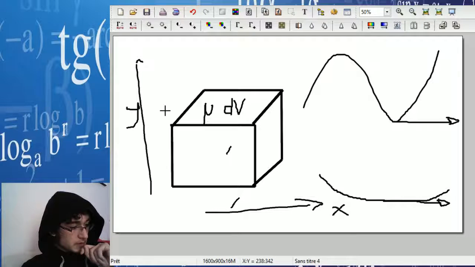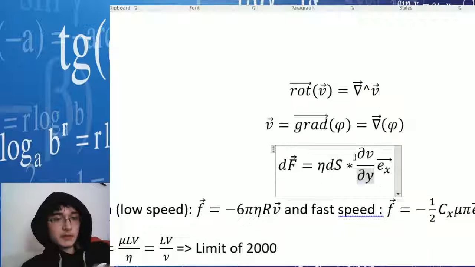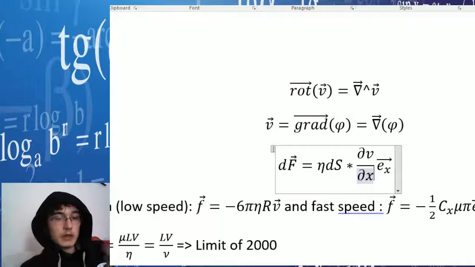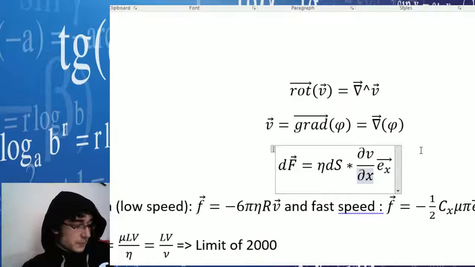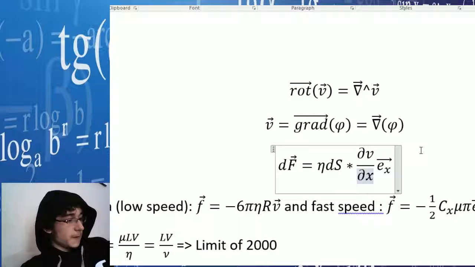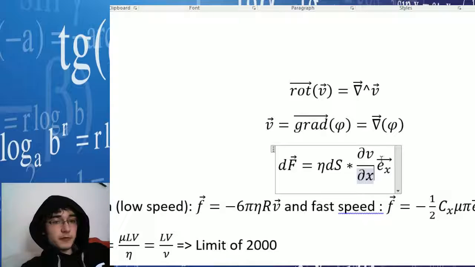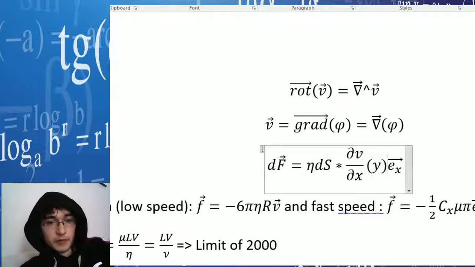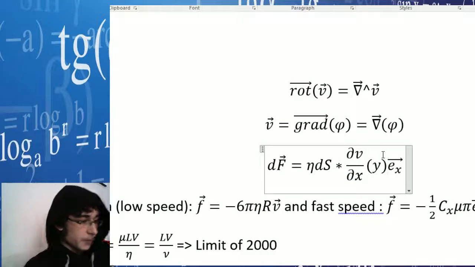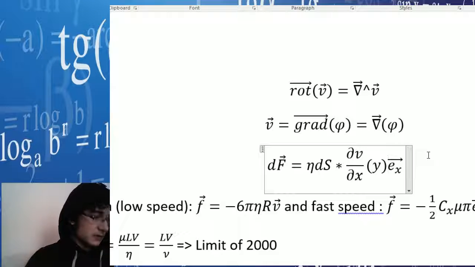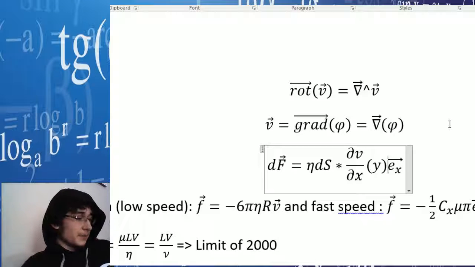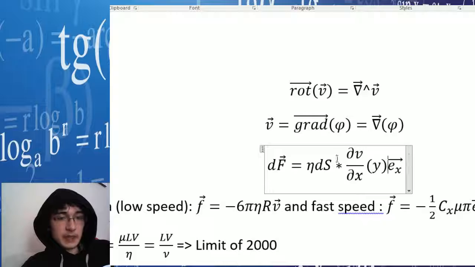I think it's a mistake. It's actually x. Yeah, I think there is a mistake in my book. Because if you derive it by x, you can't find the function of y. It's x and function of y, and there is a mistake in my book. Okay. So it's the dynamic viscosity eta.